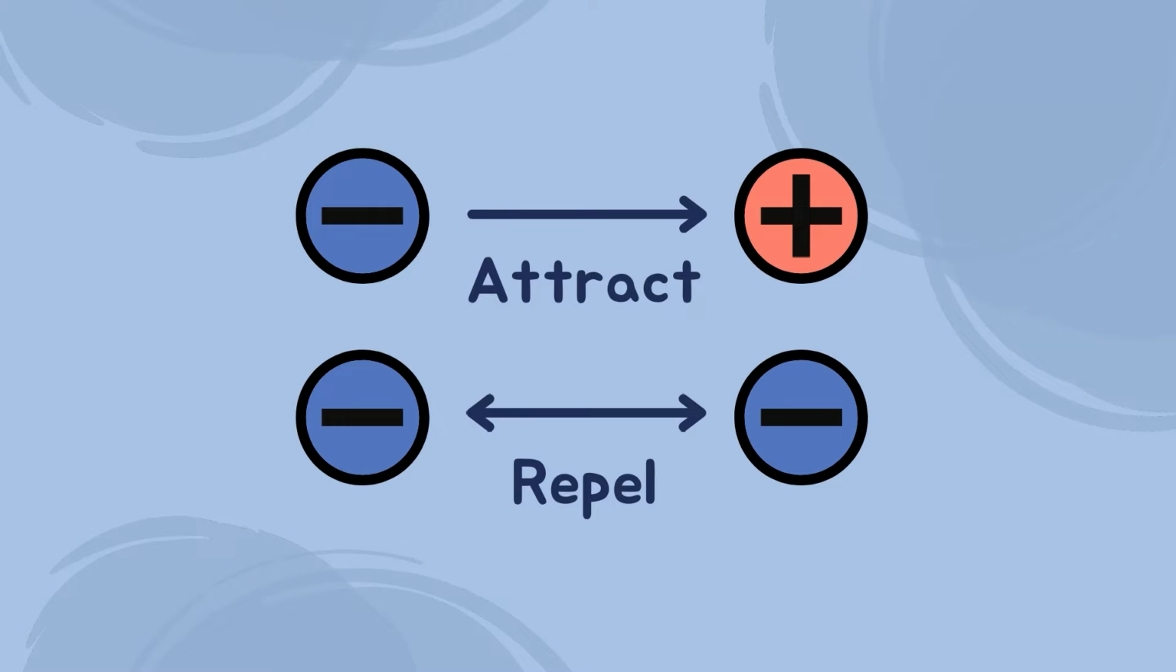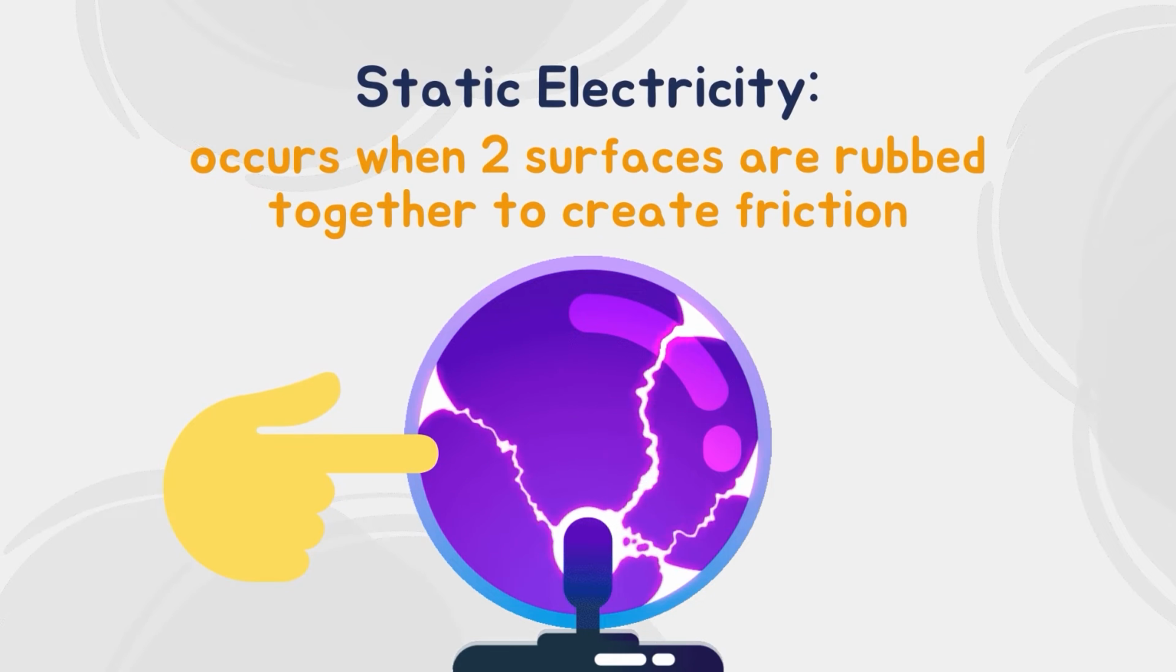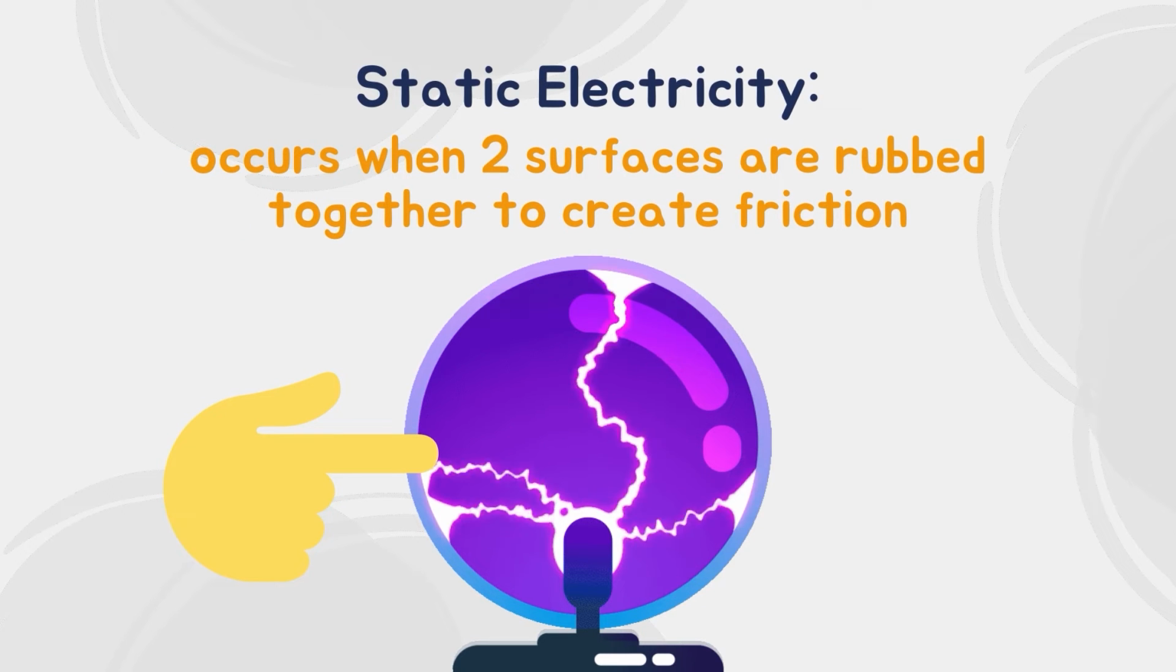When the electrons are attracted to another atom, they transfer to that atom. The movement of electrons from one atom to another is what we call electricity. There are different types of electricity, such as static electricity.